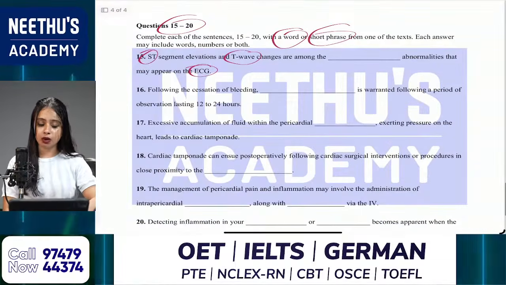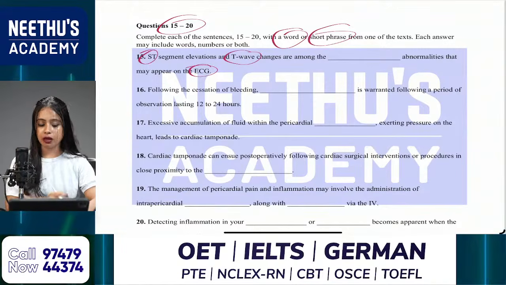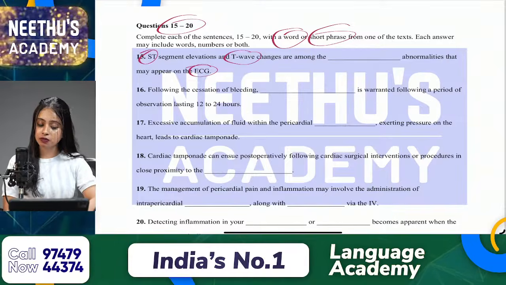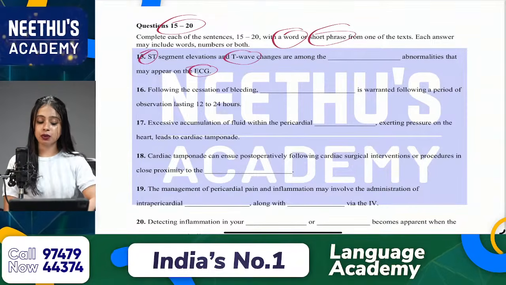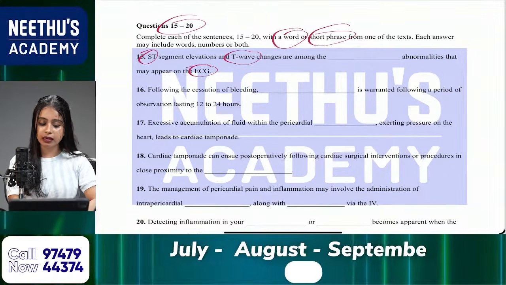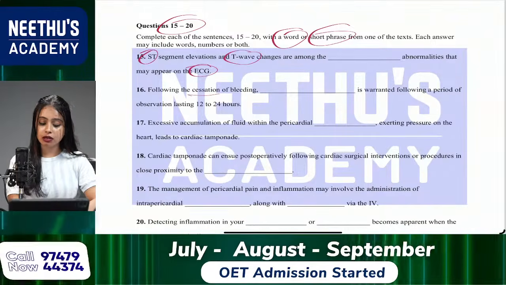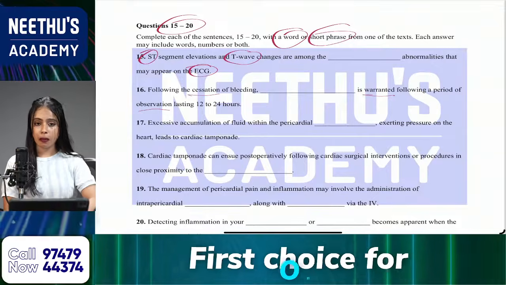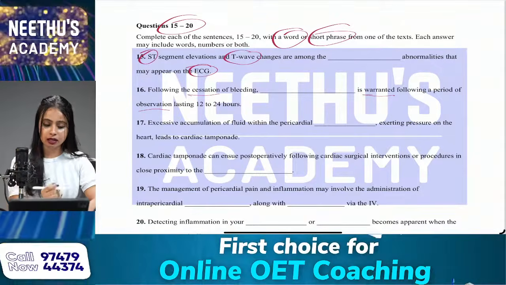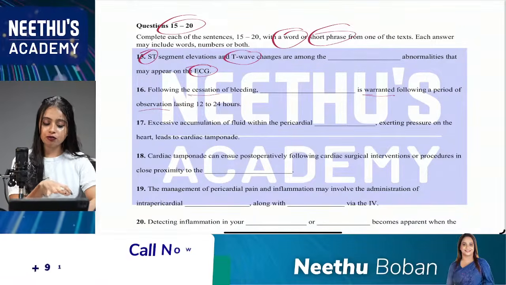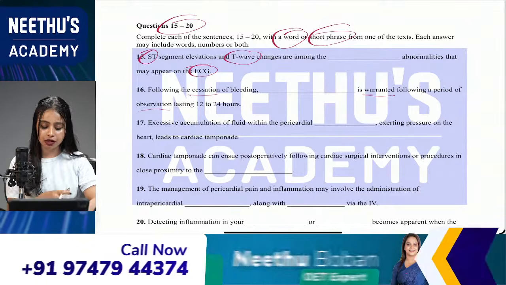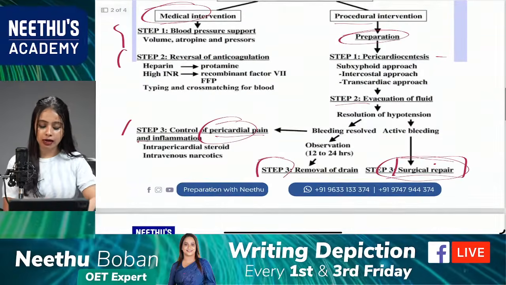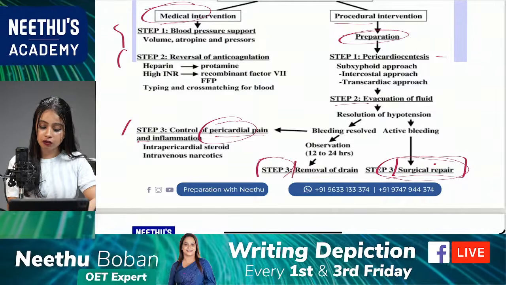Then 16th one: following the cessation, stopping of bleeding, dash is warranted following a period of observation lasting 12 to 24 hours. So my keywords: cessation, warranted, observation. Any idea what is the correct answer here? That's number of hours, cessation, everything mentioned. It's about the management, I guess. So my answer should be removal of drain.